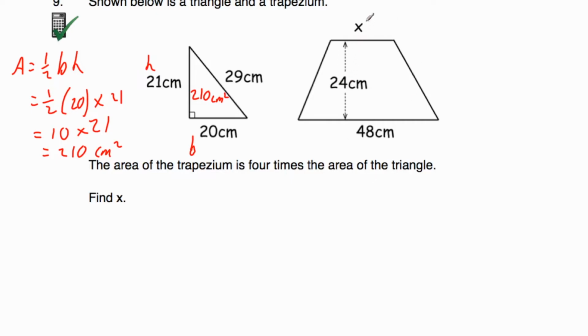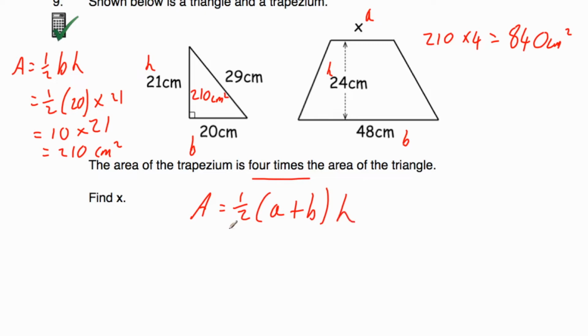With this trapezium, we've got the two parallel sides, A and B, and the height, which is 24 centimeters, and the area of the trapezium is 4 times the area of the triangle. So 210 multiplied by 4 is equal to 840 centimeters squared. So let's write down the formula. The area of the trapezium is equal to half, and then in brackets A plus B, times the height, H. So 840 is equal to a half, in brackets X plus 48, times the height, 24.